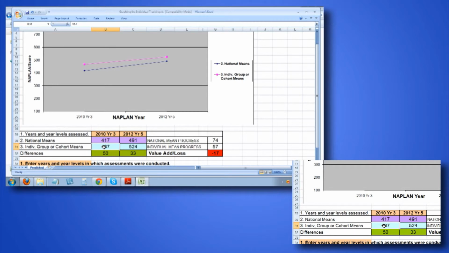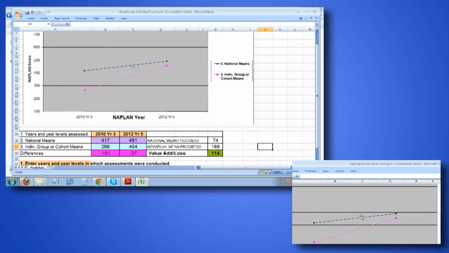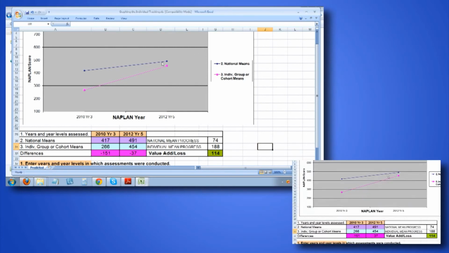Looking at Ella, who was our second student we looked at before, she had a NAPLAN score in 2010 of 266, and then in 2012 had a score of 454. Now we see a fantastic progress where we've had a gap of 151 and now got it really close to the national mean of only 37 points. Let's hope that we can continue that trend where we can get Ella to cross over when she's into Year 7.